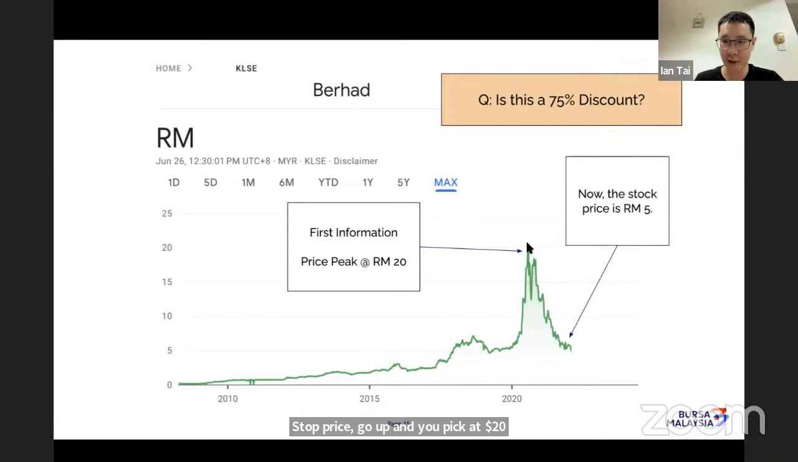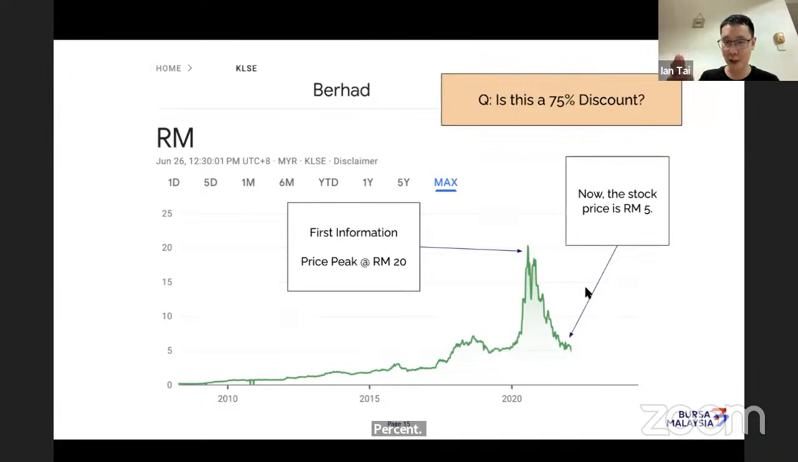Then after that, from $20, it drops to 15, then it drops to 10, and now the stock price is 5 as compared to the peak price of 20. So the question is, is this a 75% discount? If you believe that, hey, this company, which is a Berhad, a public listed company on Bursa Malaysia, is now $5, 5 ringgit, and is 75% below its peak price of 20.